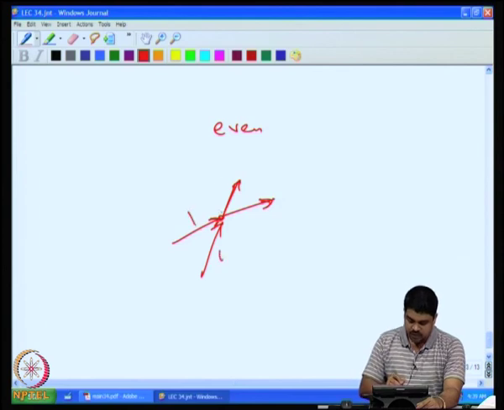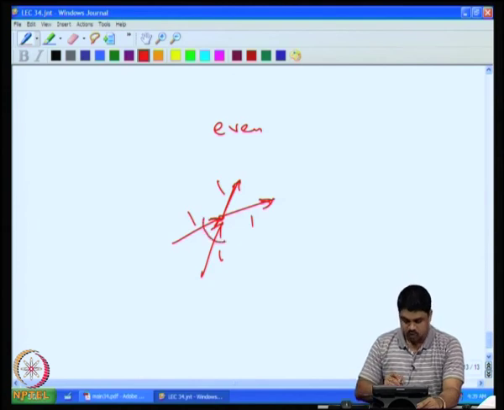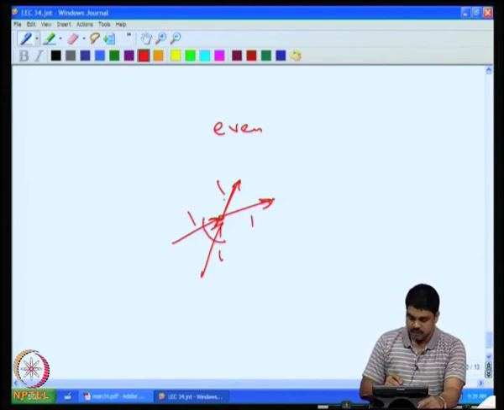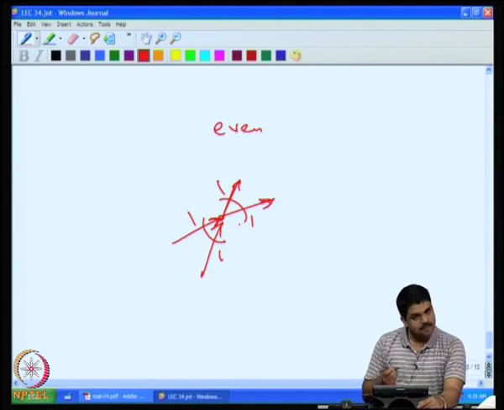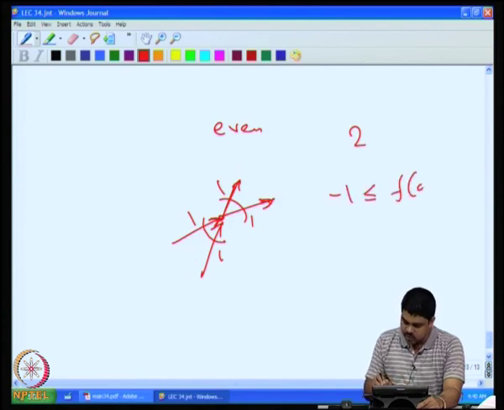Then if you give 1 for every edge, the total on the incoming edges will be equal to the total on the outgoing edges. Therefore, it will be a circulation, and also it will be a feasible 2 flow, because the flow value should be between minus 1 and 1. So, 1 is an allowed value.